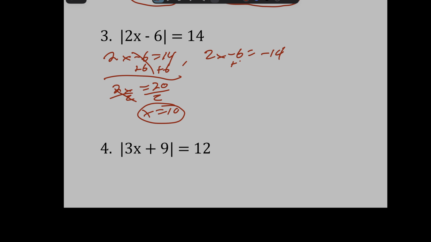If I do this one, if I add 6 to both sides, signs are different. So I'm going to subtract, keep the sign of the bigger number. And now when I divide by 2, I'm going to get x equals negative 4.